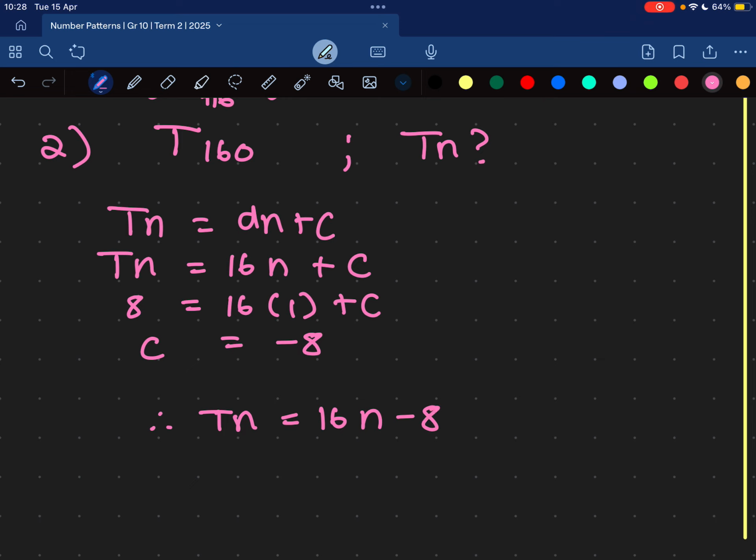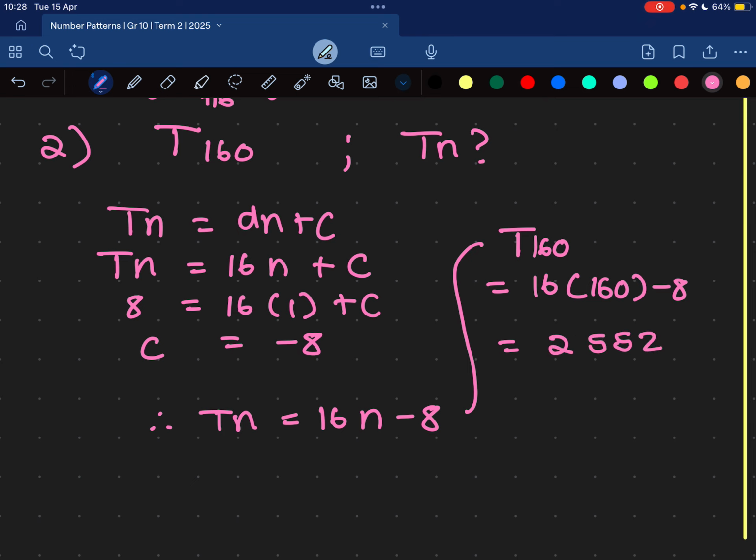Now they wanted T160. So we'll say, well, T160 is going to be equal to 16 times 160 minus 8, which is equal to 2,552.